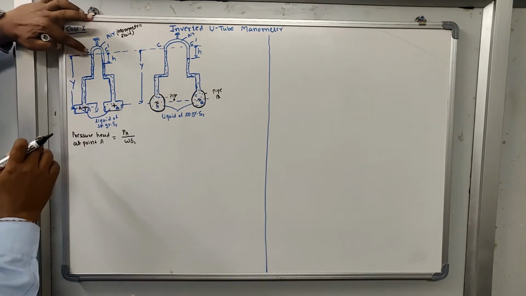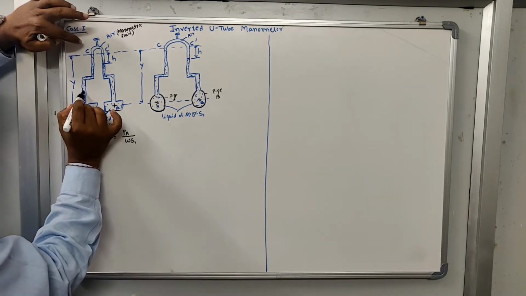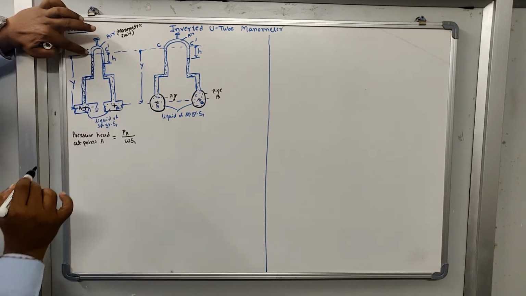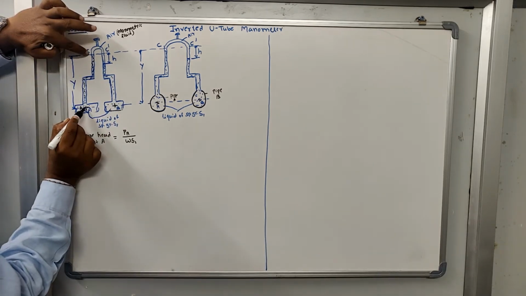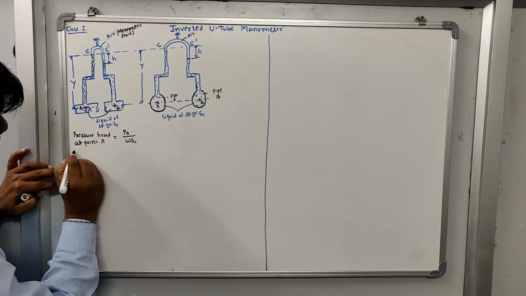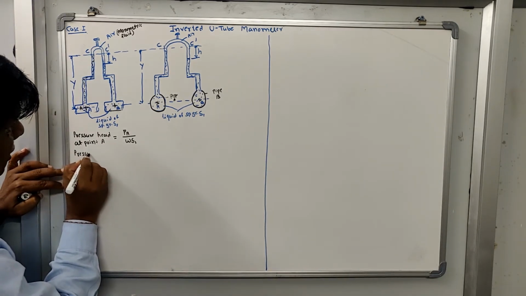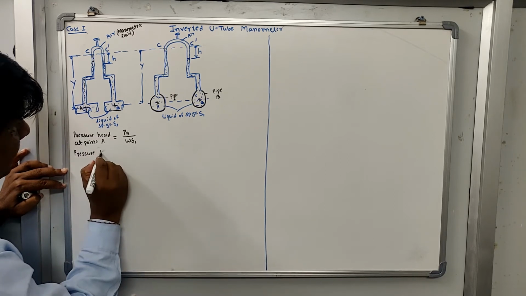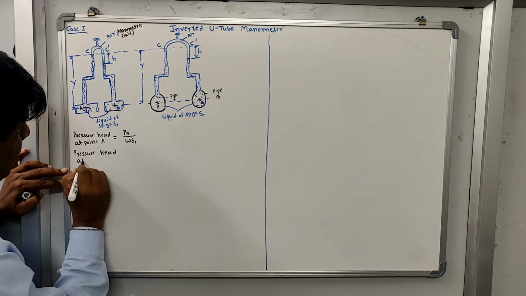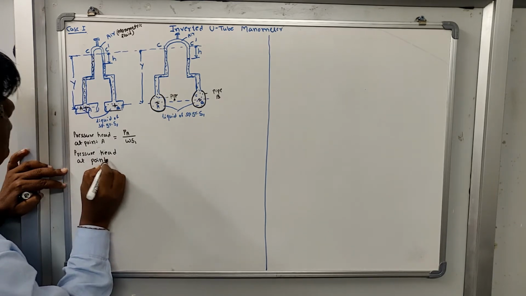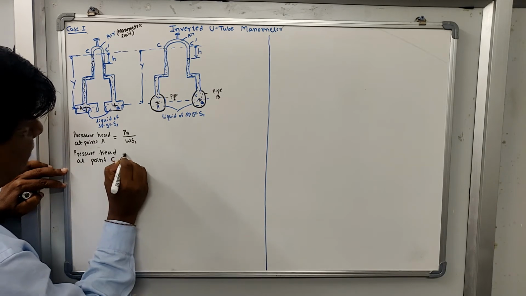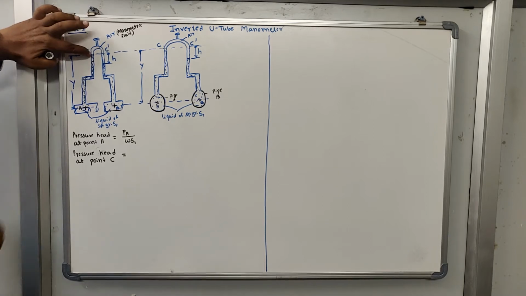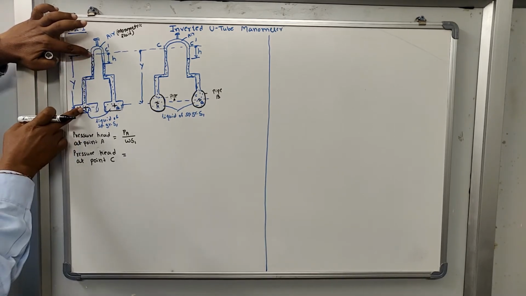Next, the fluid is going to rise in this manometric limb up to point C because of the pressure intensity at point A. So next is the pressure head at point C. Now we want to know the pressure head at point C. The pressure head at point C is equal to the pressure head at point A, then this height.